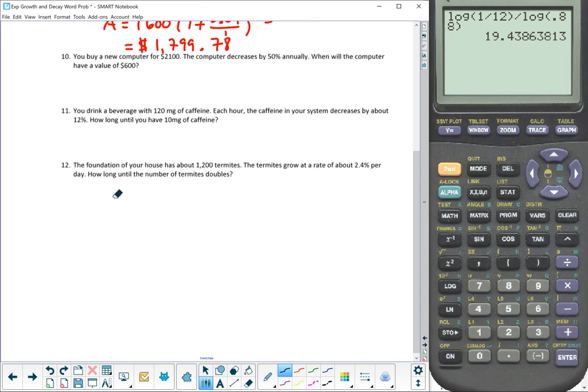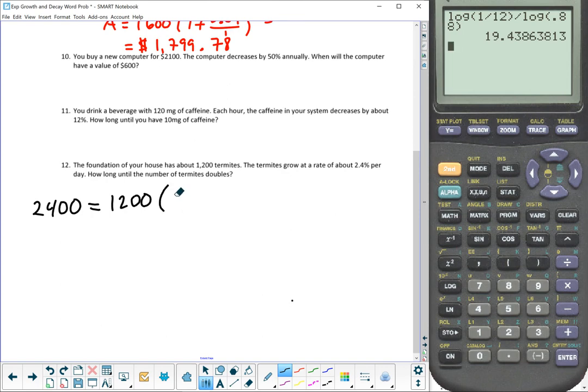Let's see. So that's our initial amount, 1,200 termites. And it says the termites grow at a rate of about 2.4% per day. How long until the number of termites doubles? Okay, so this is sort of like the last one. It doubles, so that means it's going to be 2,400, right? Because that's double 1,200.